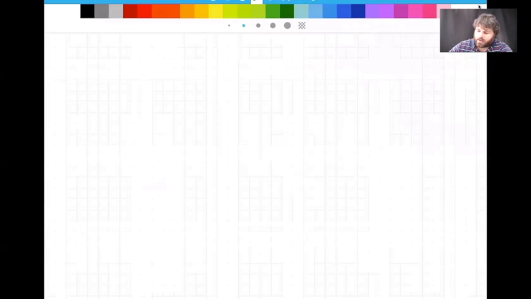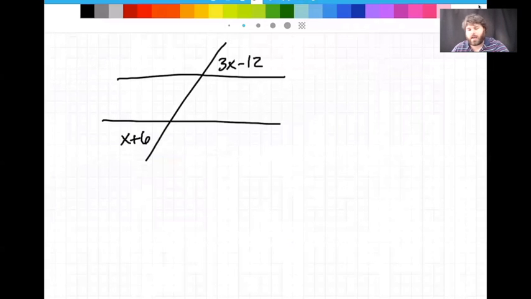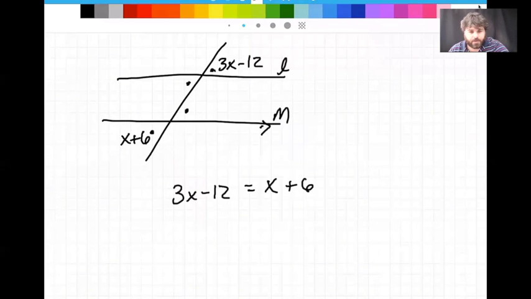They could usually make it a little bit harder, where they usually have something like 3x minus 12, and maybe this is x plus 6. But as you can see, these are my acute angles, acute angles, acute angles, acute angles. So all the ones with dots are acute. So if they tell me that L and M are parallel, what do you know X is? Well, we can set up an equation. I've got an acute here and an acute here. They must be equal to each other. Solve that equation, you're going to get what X is, and then answer the question.